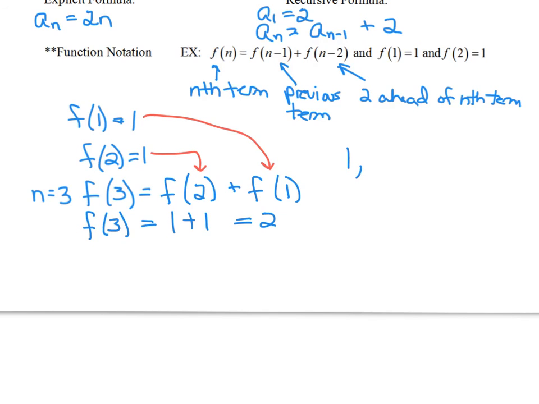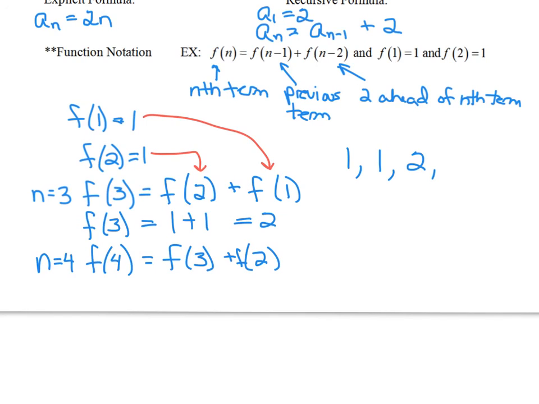So far my sequence is 1, 1, 2. Let's find the next term. So if I want f of 4, that means that n must be 4 right now. So f of 4 minus 1 would be f of 3. f of 4 minus 2 would be f of 2. Plug in those values. f of 3 we just found to be 2. f of 2 we know is 1. So therefore, f of 4 must be equal to 3. So put that right here as the next term in my sequence.